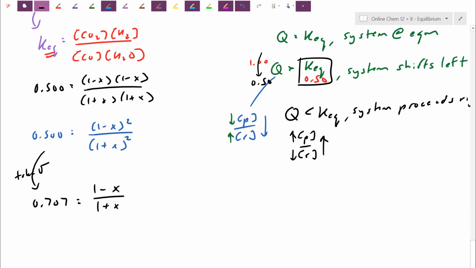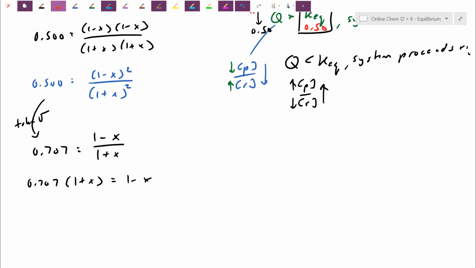We're going through all this work here to solve for x. Let's bring the x up. So 0.707 has to distribute into the 1 plus x. I'm going to just factor that in there. 0.707 plus 0.707x has to equal 1 minus x.